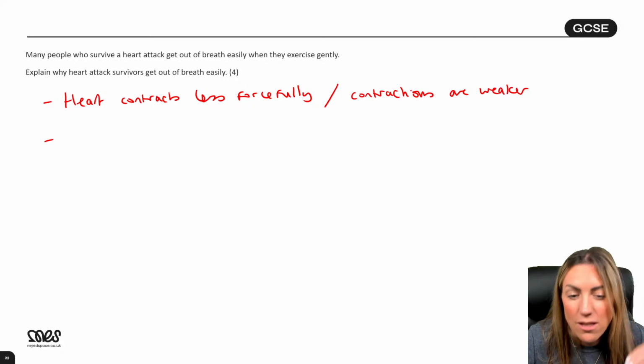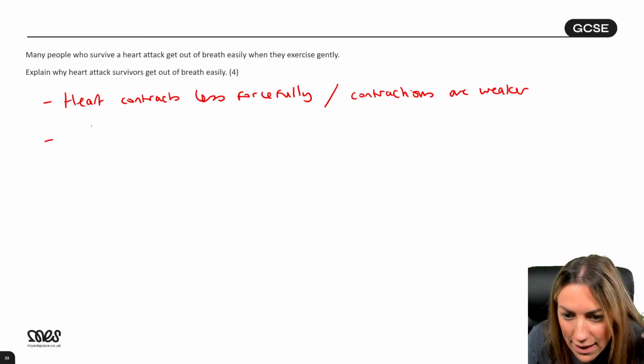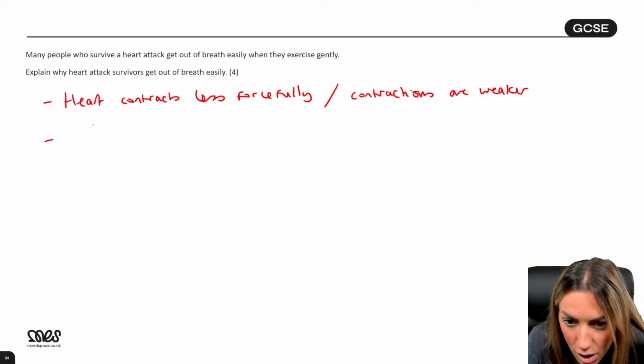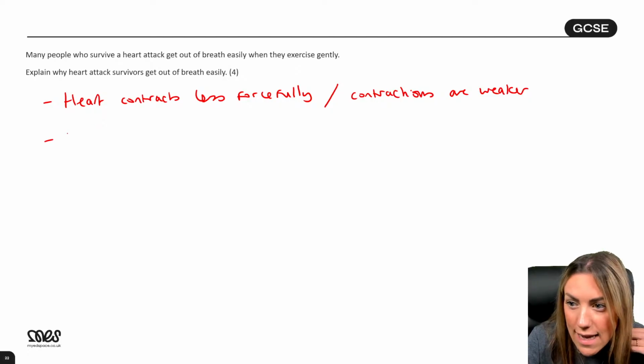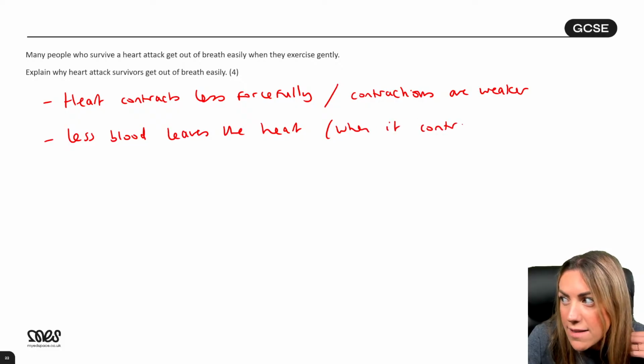Bullet points are fine as long as each bullet point is sufficient, right? Let's see if we can now link this. If the heart contracts less forcefully or the contractions are weaker, okay, we've got some good points there. Let me just add in the one that was maybe missing. Less blood leaves the heart when it contracts.